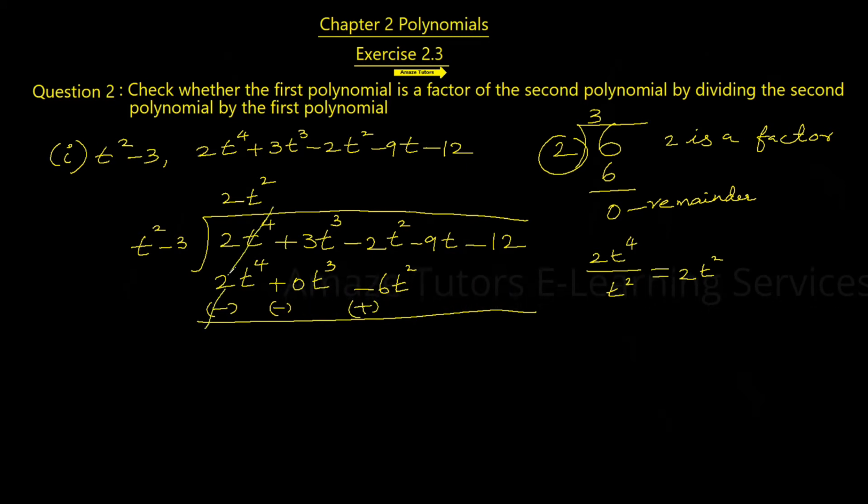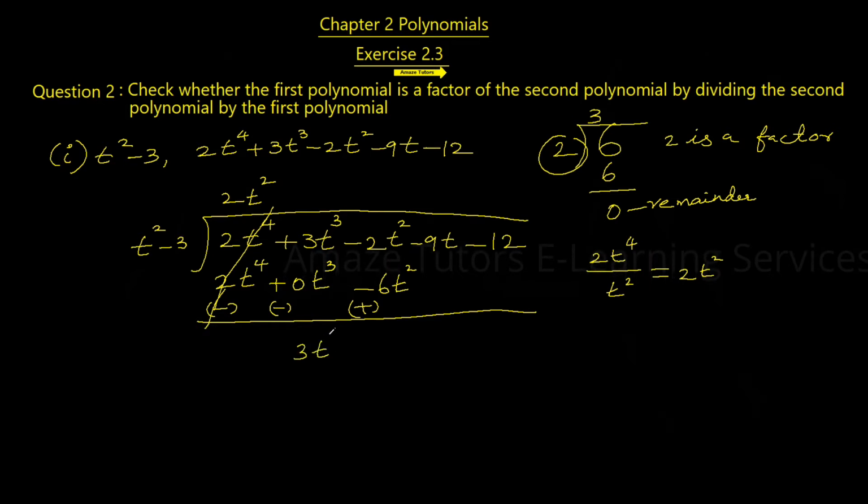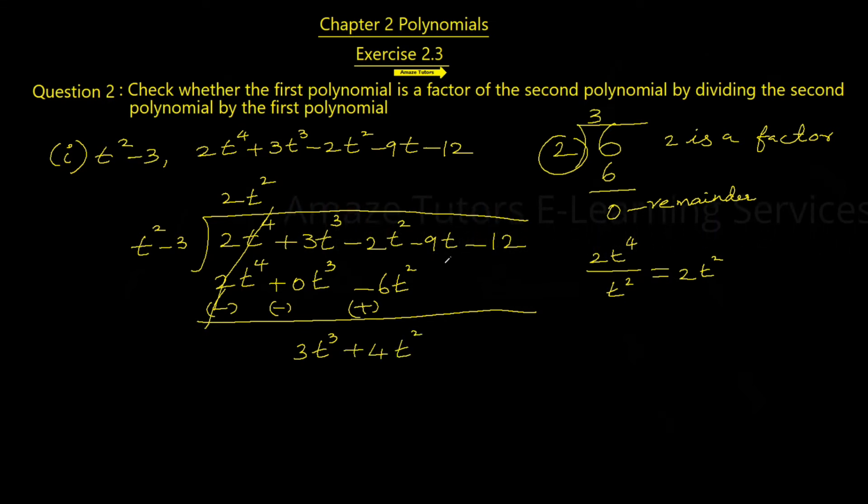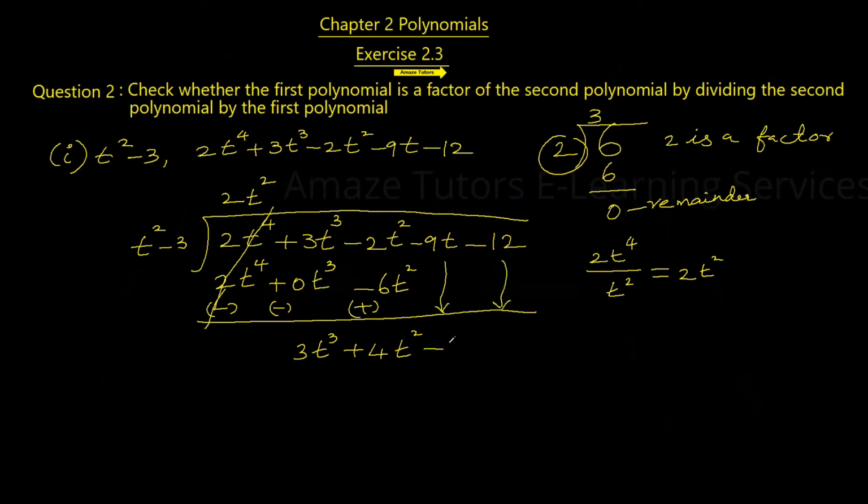2t power 4 and t power 4 get cancelled. 3t cubed, write it here. Now, minus 2t squared plus 6t squared gives plus 4t squared. Now bring this down, and also this minus 9t minus 12.